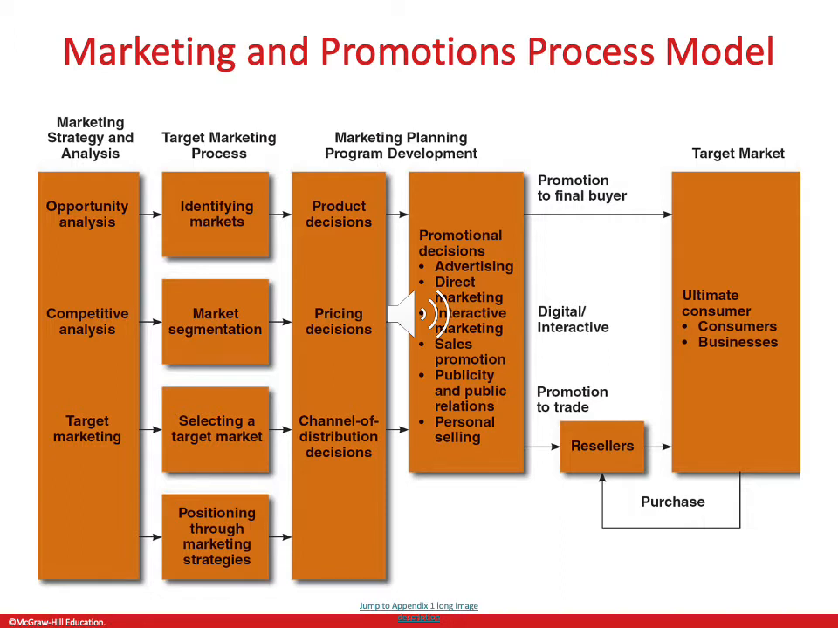Then once we've done that, now we can start moving into marketing planning and program development. And so this is where we start making product decisions, pricing decisions, and channel of distribution decisions. So you remember from the Principles of Marketing class, the 4 Ps. So kind of product, price, place, promotion. So that's where that all shows up here. Then that leads to promotional decisions. So now we start talking about all the elements that make up the IMC or the marketing mix. So advertising, direct marketing, sales promotion, personal selling, etc.